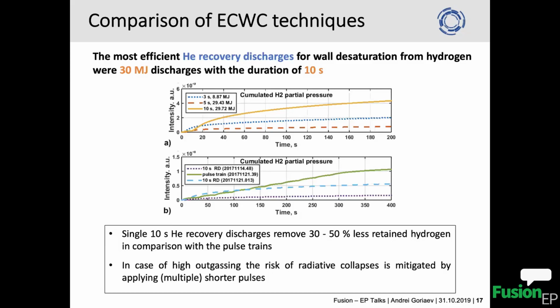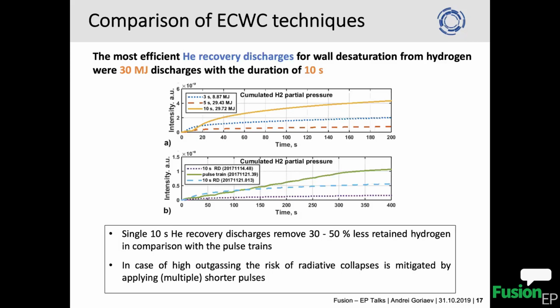And we found out that the pulse train is more efficient, because in case of application of pulse train, we reduce the redeposition rate. So we minimize the redeposition of fuel which was released during the application of wall conditioning. In case of W7-X, it depends again on configuration and different parameters. It can be from 30 to 50%.